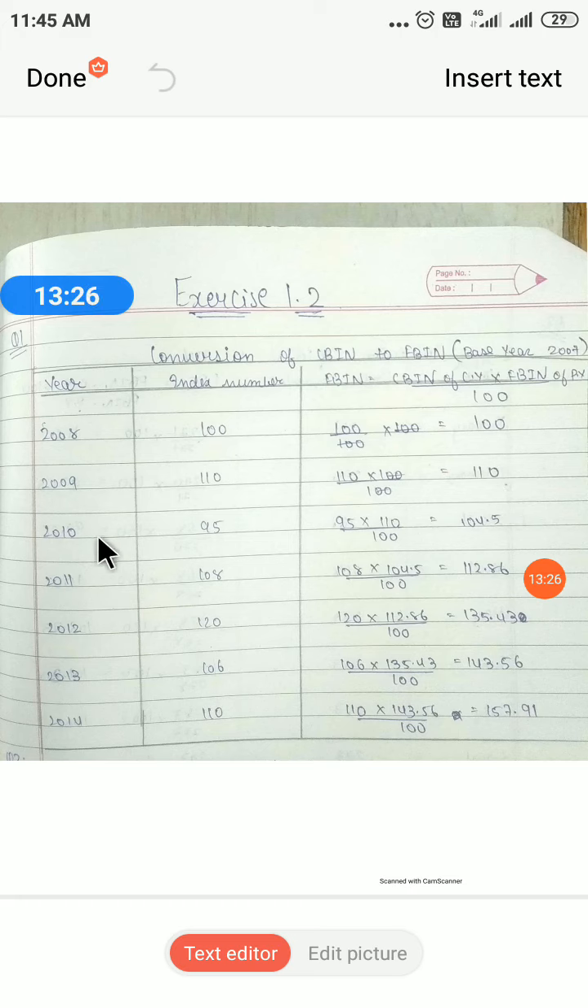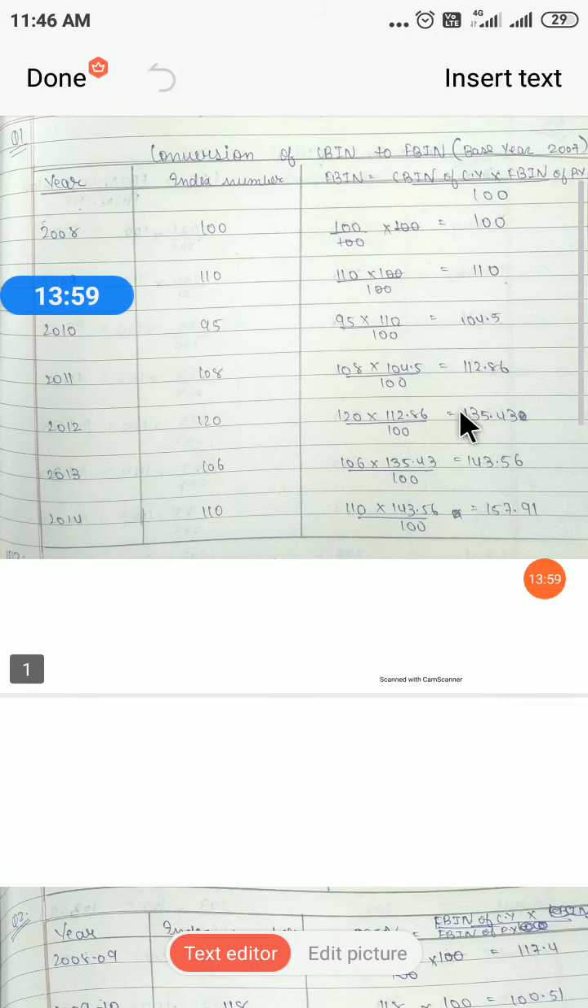Now for the year 2010, chain base index number of current year. This chain base index number is 95 into previous year fixed base index number. What is the previous year index number? 110 upon 100 is equal to 104.5. Okay. Then for the year 2011, chain base index number that is already given for the current year 108 into 104.5 for the previous year upon 100.